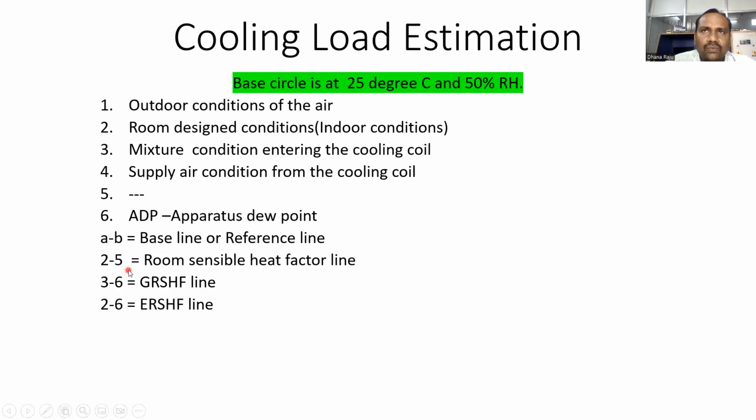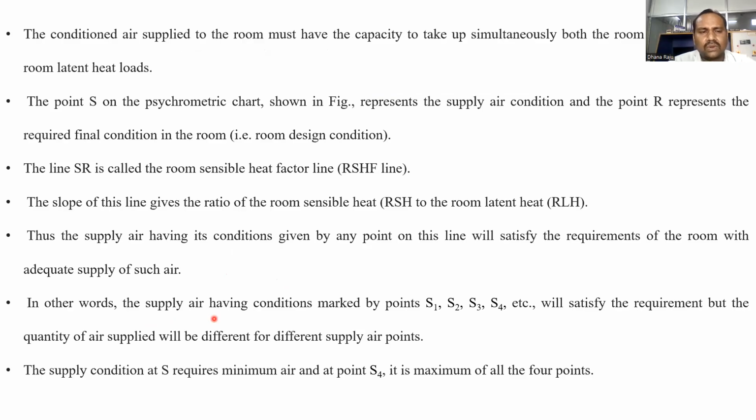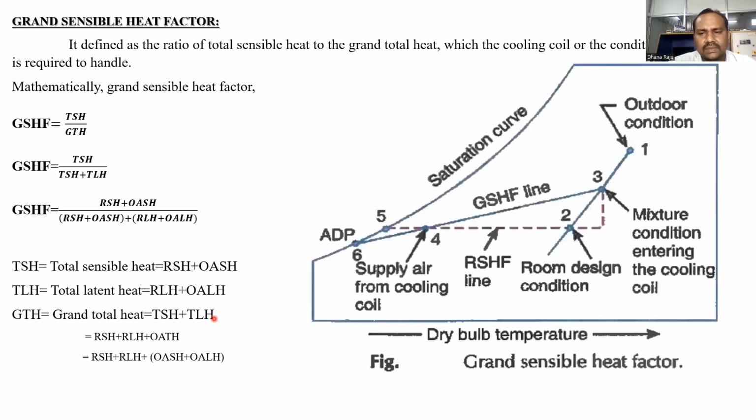Line 2-5 is called the room sensible heat factor line. Line 3-6 is called the grand room sensible heat factor line. Line 2-6 is called the effective room sensible heat factor line. I will show you with the help of the psychrometric chart in the next slide. Just now I told all those things; it is just the theory description. Now look here. One is called the outdoor conditions, as I just explained.